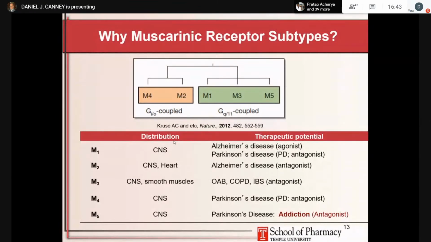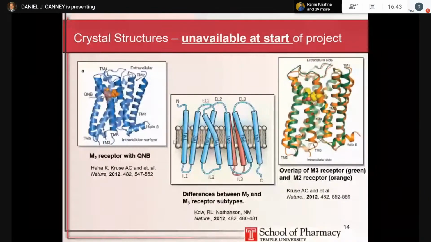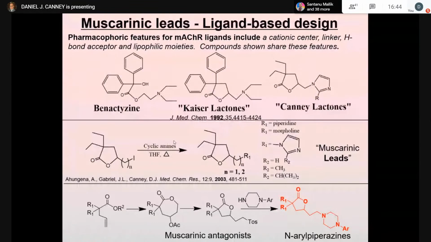M5 selective ligands. At the time that we started this project, there were no crystal structures for the muscarinic receptor subtypes. That changed right around the time we were finishing up. Richie and Rong, two of my graduate students, were finishing up. The crystal structures became available, but at the start of the project, they were not. So we had to do what many of us often do, and that is just take our leads and start to modify them. And this is kind of how we went about that.